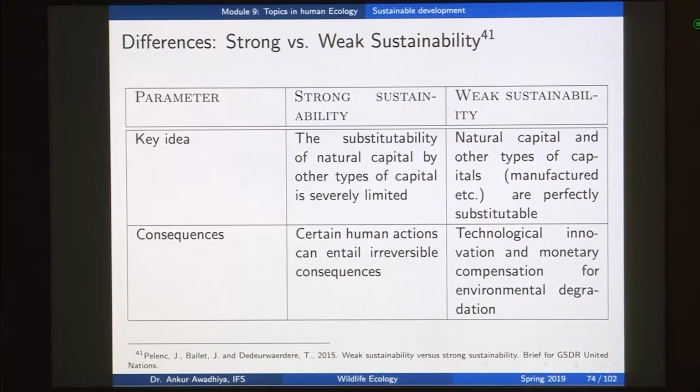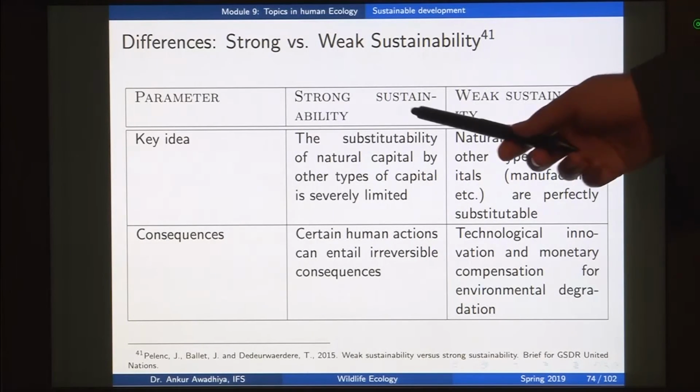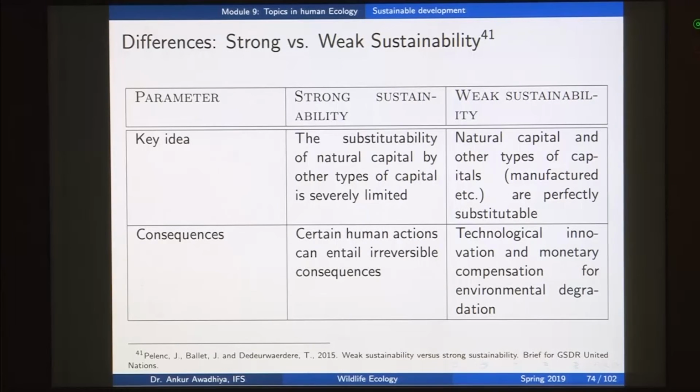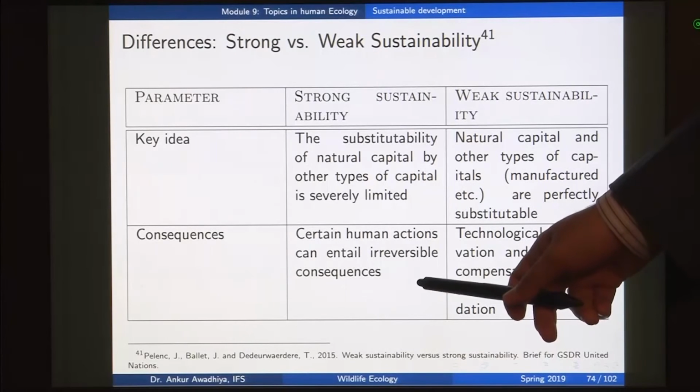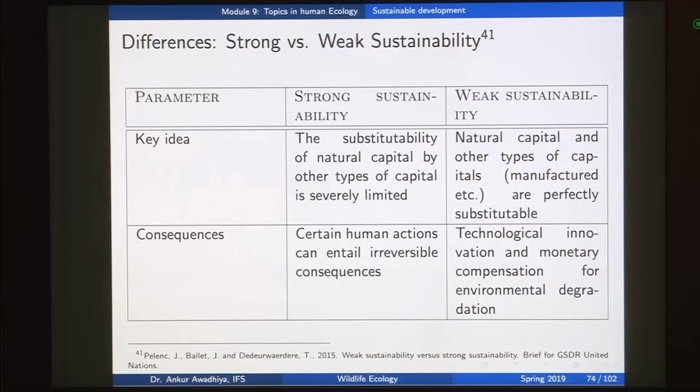Now, if you look at the differences, the first one is the substitutability that we have already discussed. Now, if you talk about the consequences, strong sustainability, which says that things are not substitutable and you have to maintain both of these, says that certain human actions can entail irreversible consequences on the environment. Because you have destroyed your environment, you cannot make up for the loss by, say, building more houses or by building a better road.